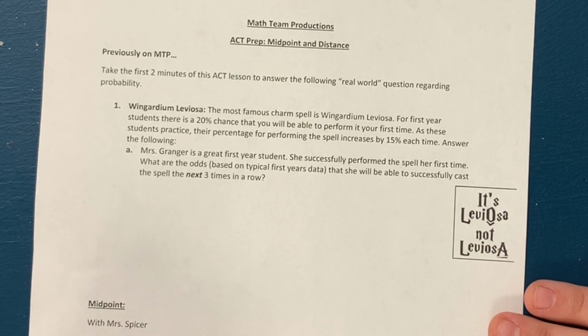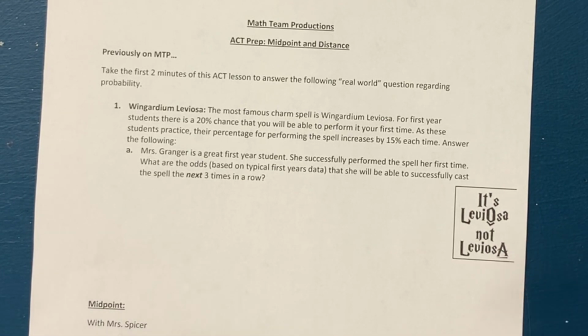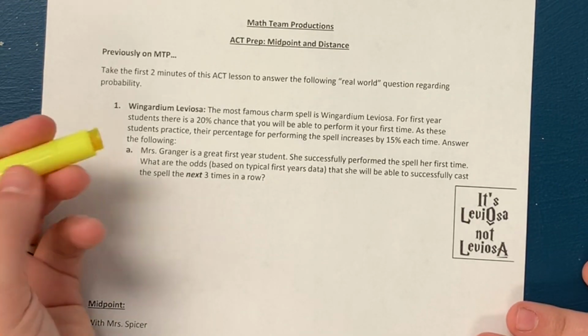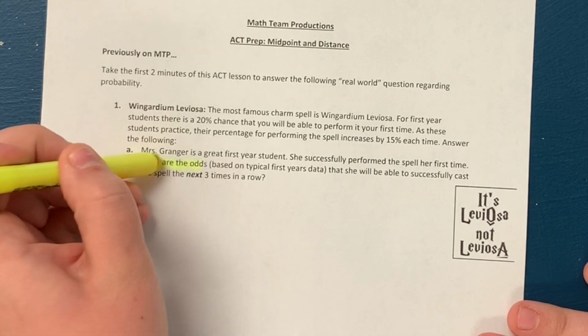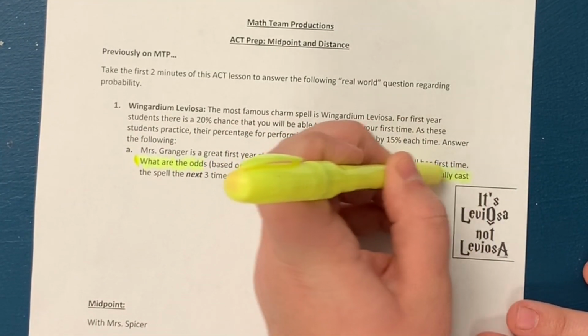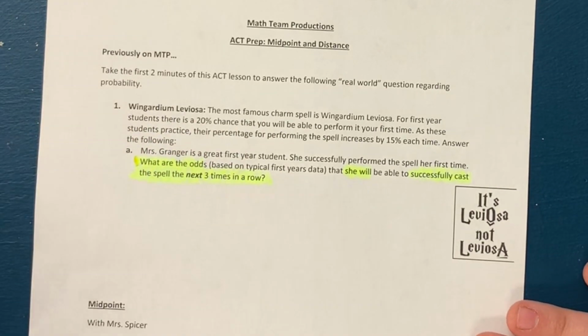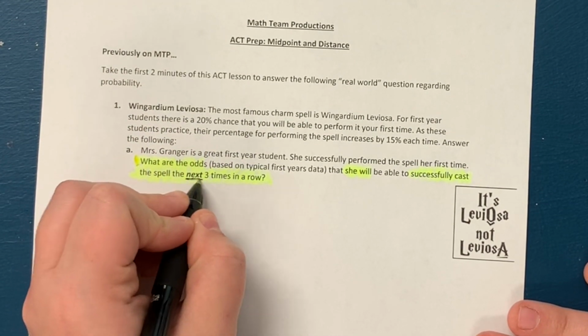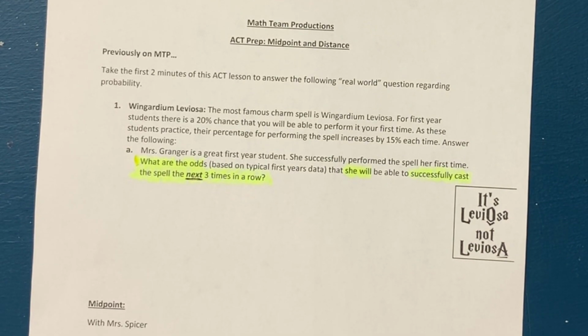So whenever I'm looking at this problem, the first thing that I want to do is figure out what it is asking me to do. So this last sentence says, what are the odds that she will be able to successfully cast the spell the next 3 times in a row? So we're looking for the odds that she will successfully cast the spell the next 3 times in a row. Now this word next is bolded and italicized. Anytime that you have a value in a question on the ACT that is bolded and italicized, please pay attention to it. It is a word that is going to either slightly or dramatically change what the answer should be.